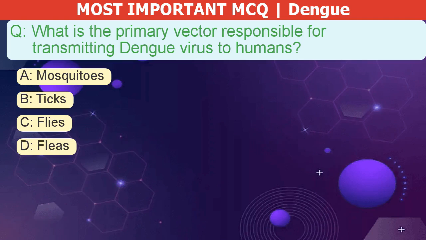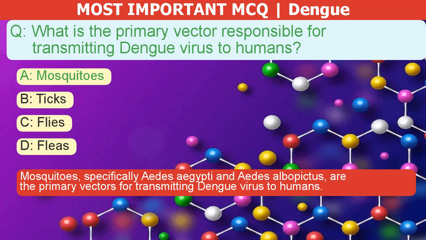What is the primary vector responsible for transmitting dengue virus to humans? A. Mosquitoes. B. Ticks. C. Flies. D. Fleas. The correct answer is A. Mosquitoes, specifically Aedes aegypti and Aedes albopictus, are the primary vectors for transmitting dengue virus to humans.